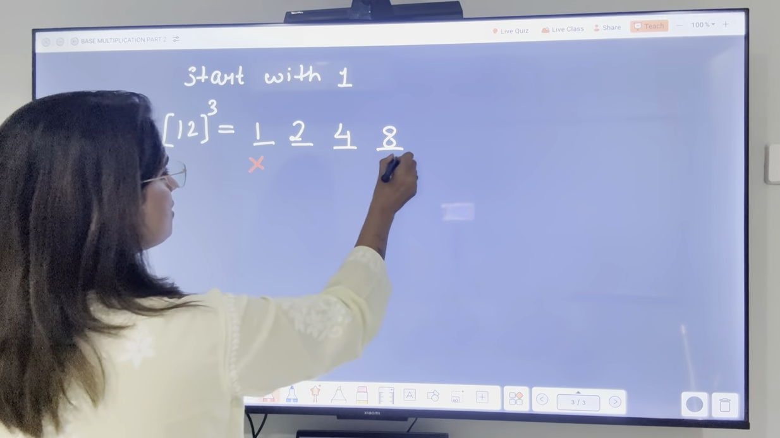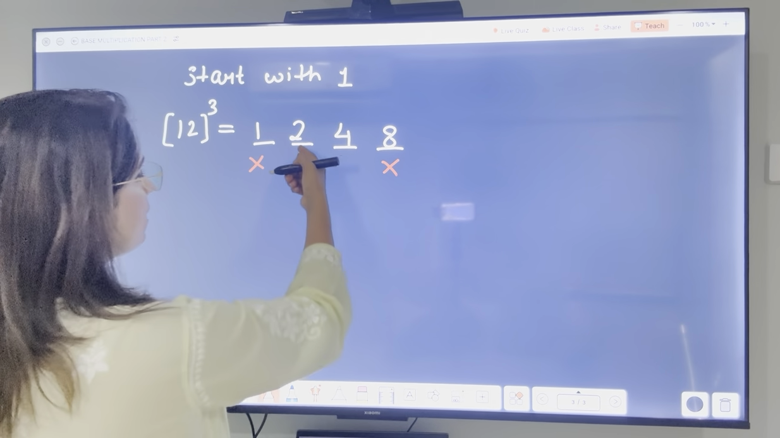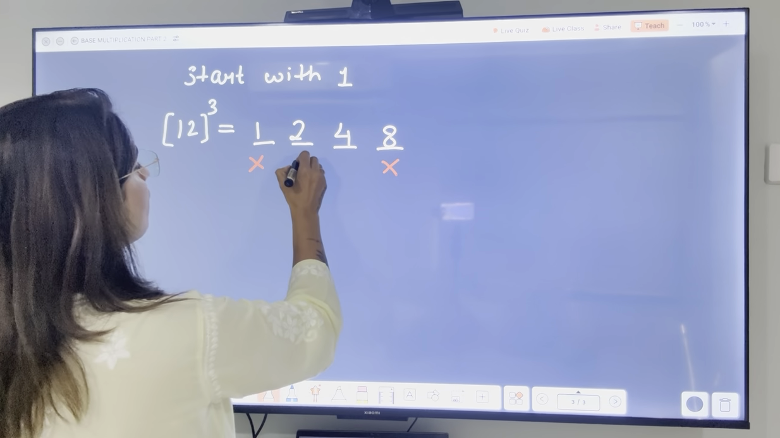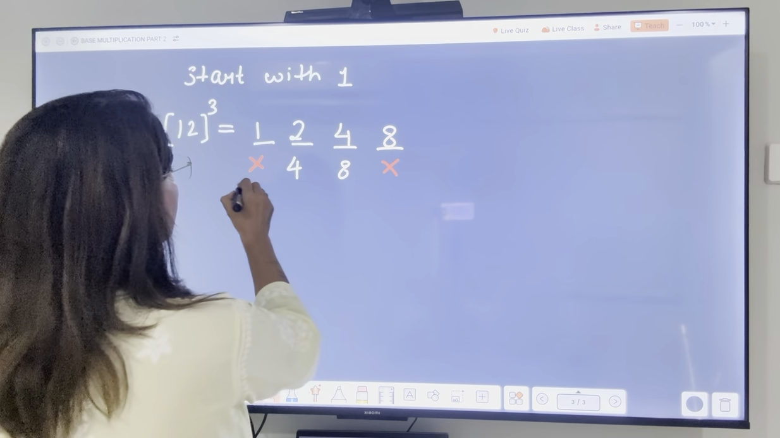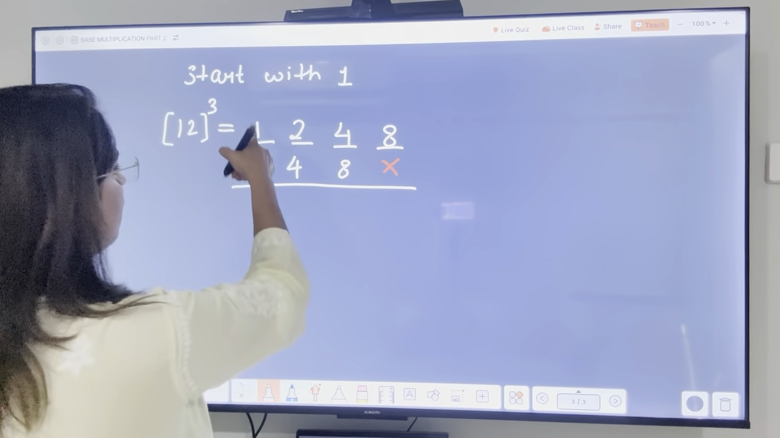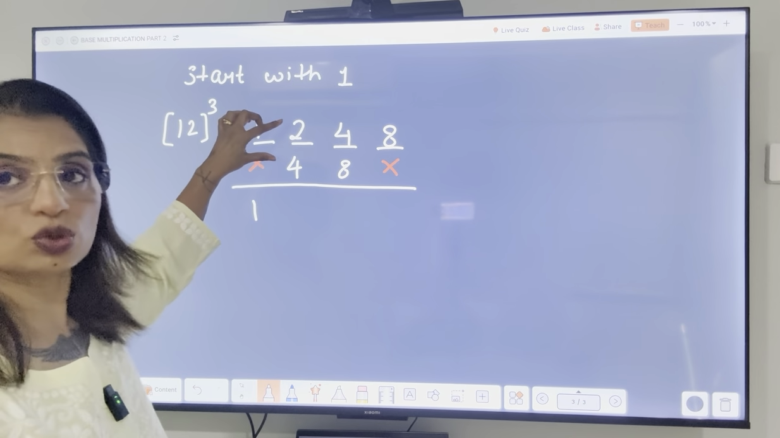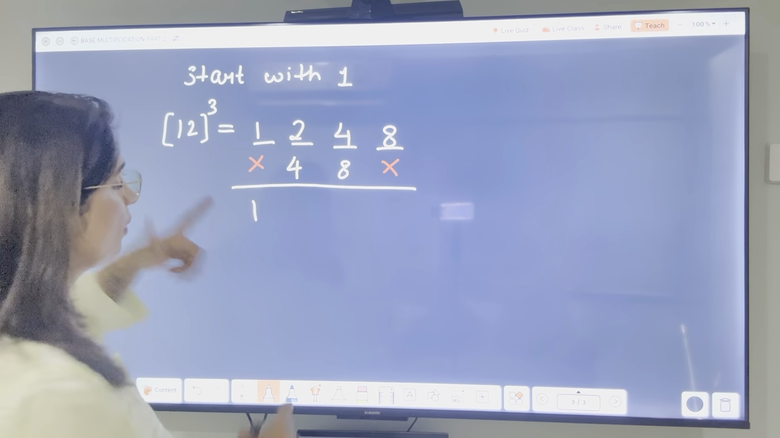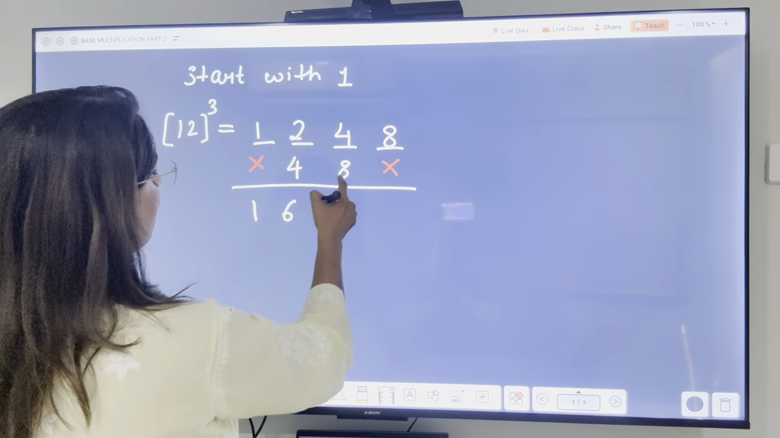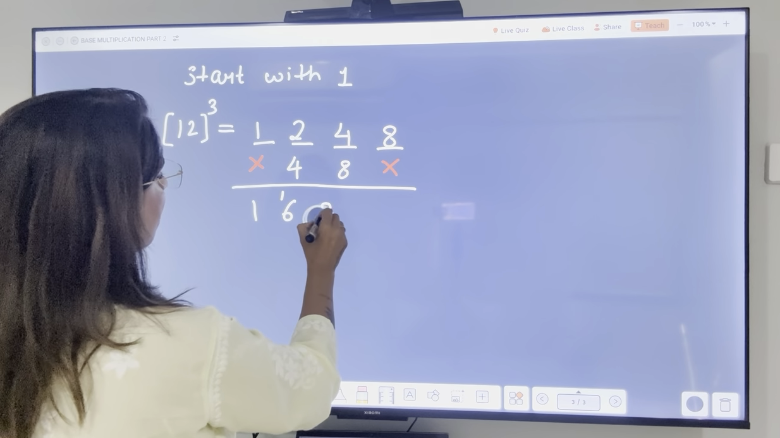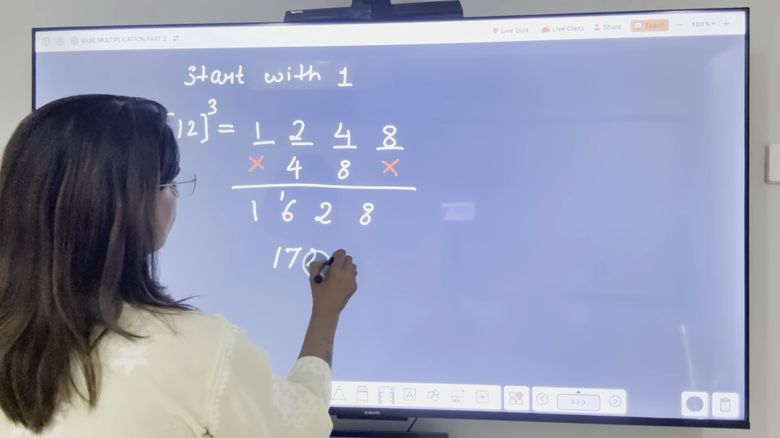Now, you have to cross the digits here. First digit cross, second digit cross. We don't need that. And in the between places, we are going to double the number. So 2 double is 4 and 4 double is 8. At the end, we are going to add all of them. This is going to be 1. 4 plus 2 is 6. 8 plus 4 is 12. That 12 we can write as a carryover, and the 8. Your final answer is 1728.